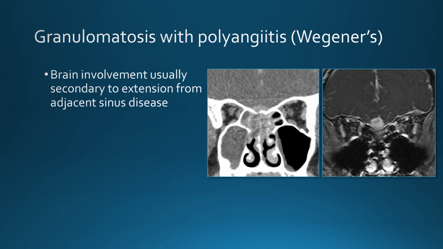These patients who have intracranial involvement, it's usually secondary to extension from adjacent sinus disease. So it's uncommon to have primary brain involvement in Wegener's. Usually it starts in the sinuses and extends upward.